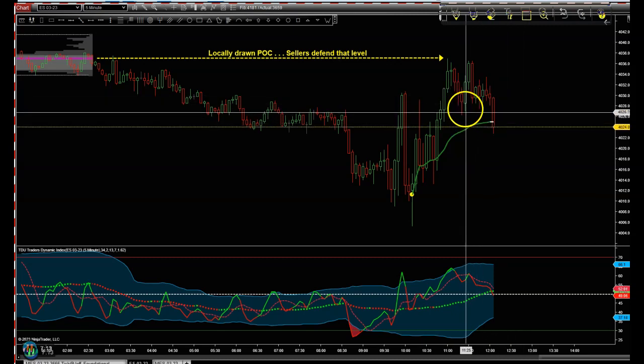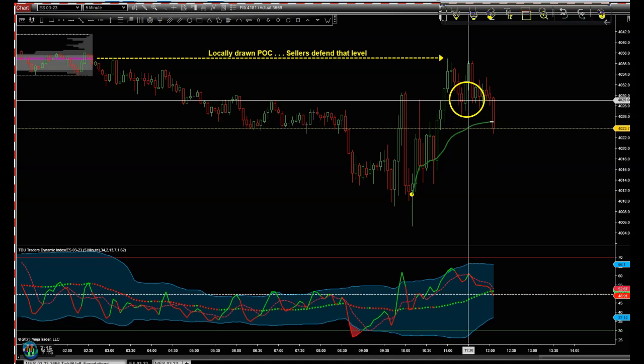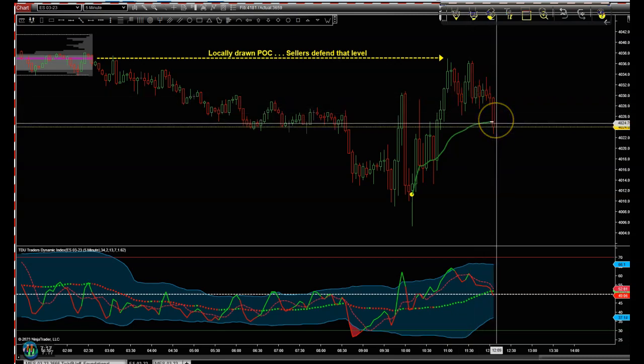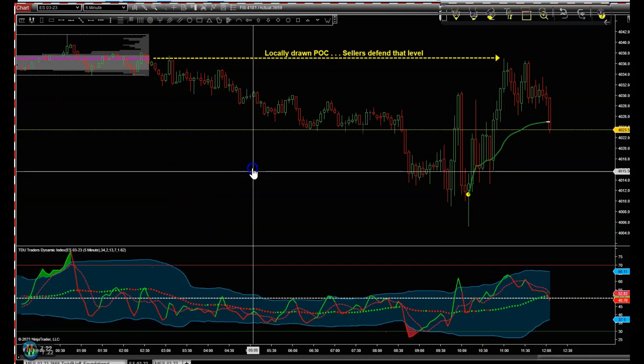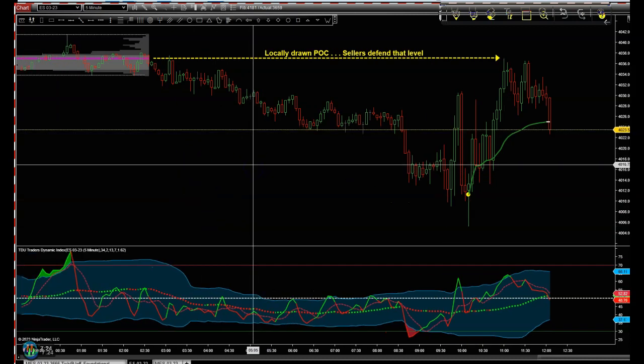Too greedy, I guess. But I did stay patient, and there's a certain element of luck that price came back down and did in fact hit this. So I hope that's a help to you, and if any questions, just fire them at me.